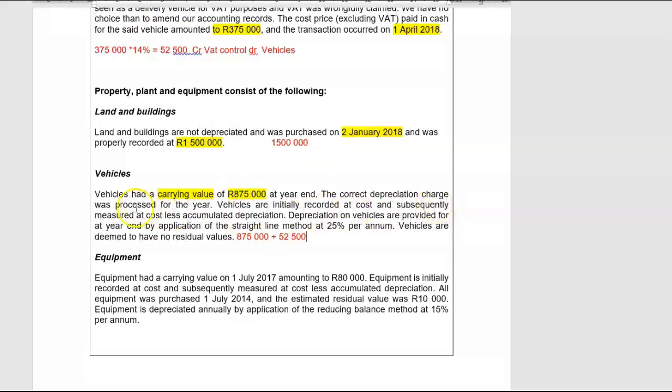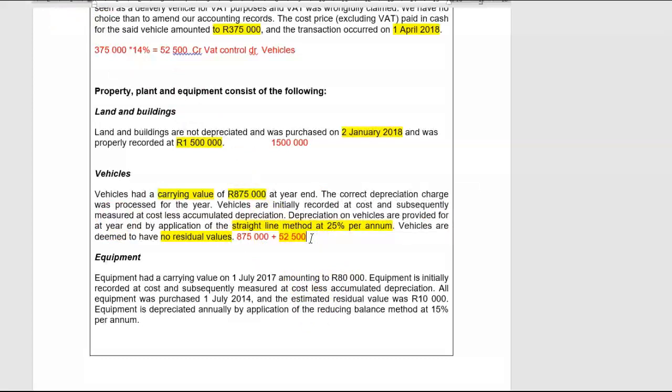The correct depreciation was processed for the year. Vehicles are initially recorded at cost and subsequently measured at cost less accumulated depreciation. Depreciation on vehicles is provided for by year end and by application of the straight line method at 25% per annum. Vehicles are deemed to have no residual values. Now, if it was recorded correctly in our books and if the depreciation was recorded correctly, why bother with the rest? Guys, because for that 52,500, no depreciation was actually calculated for the year.